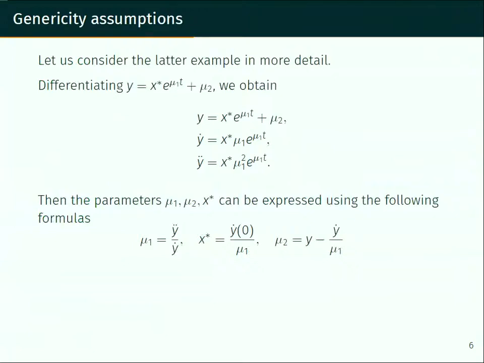You can differentiate 3 times, and then you see that y dot and y double dot differ just by mu1. So the ratio at every point is mu1, and then you can find x star by measuring the derivative at 0, and then you can find mu2. I believe in control theory they call that the invertibility problem. Since this identifiability question is raised in different fields, there are several names, but I will stick to the word identifiability today.